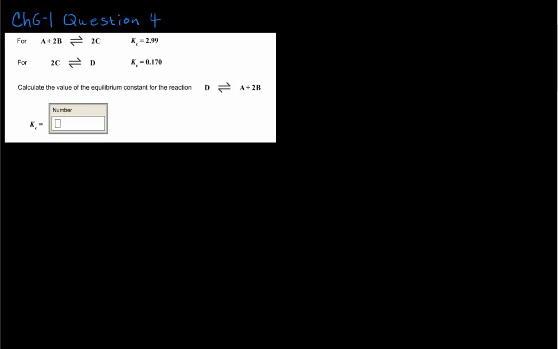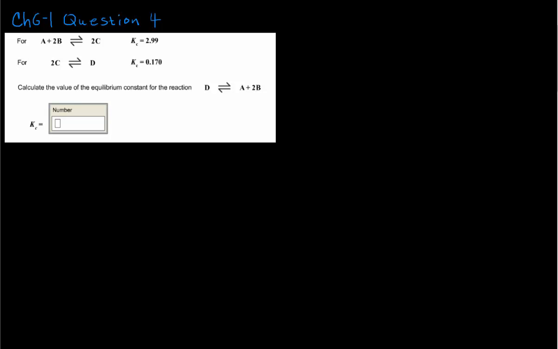So this is question 4 from chapter 6-1, Sapling Learning problem set. In this case we are given a couple of reactions and told what the concentration-based equilibrium constant is, and then we're asked to calculate the value of the equilibrium constant for this bottom reaction, D in equilibrium with A plus 2B. So what we try and do is take the two equations that we know and combine them in some way to determine the equation that we do not know, the chemical reaction that we do not know.